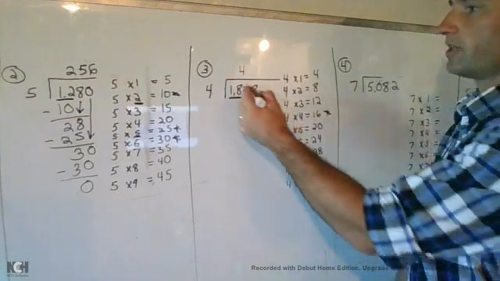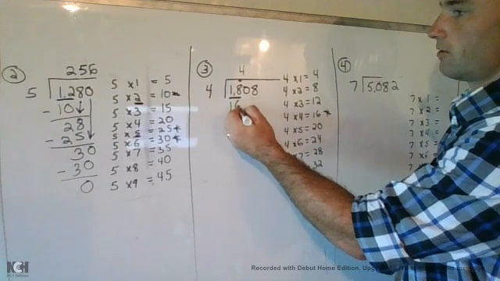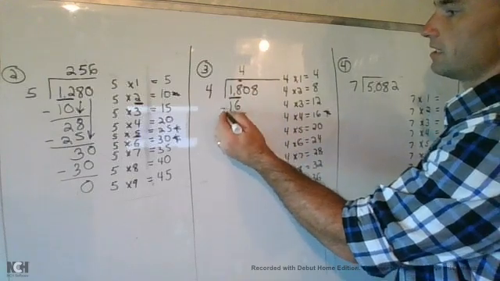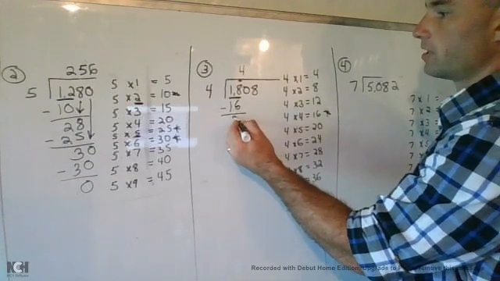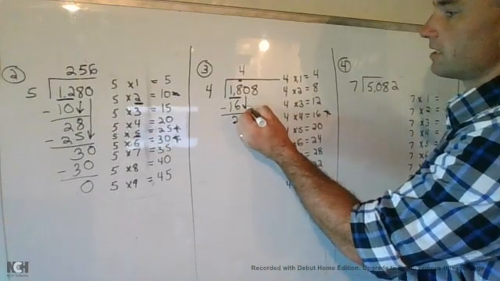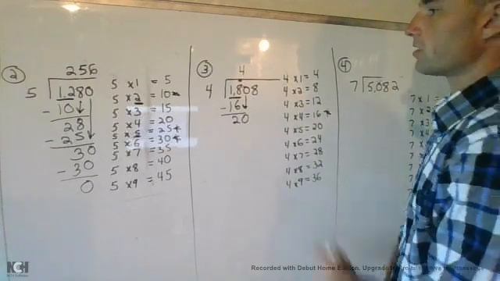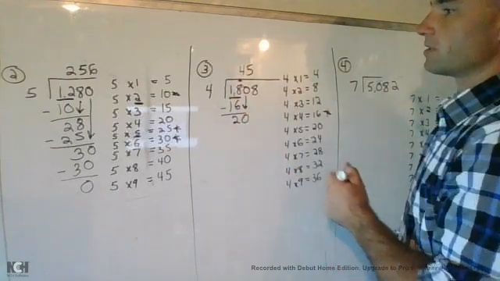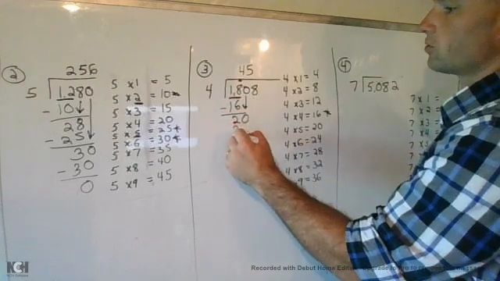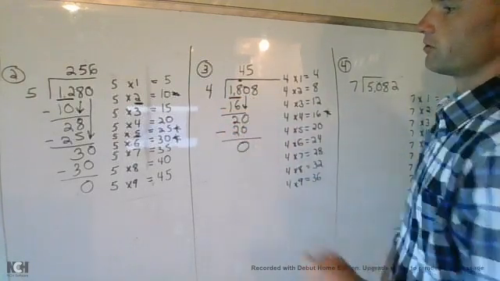So the 4 goes above the 8 of the 18. 4 times 4 equaled the 16. You subtract. Hopefully you got 2 left over. Now you're bringing down the 0 that's in the tens place, making it a 20. 4 goes into 20 5 times. 5 times 4 gave you 20. You subtract. You have nothing left over.